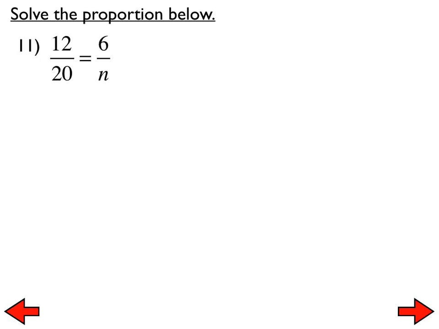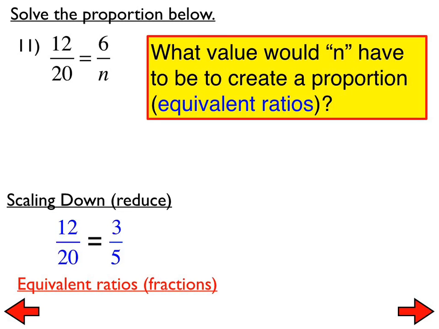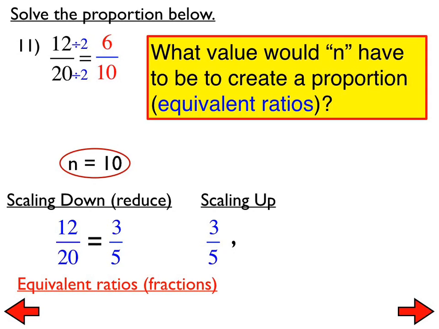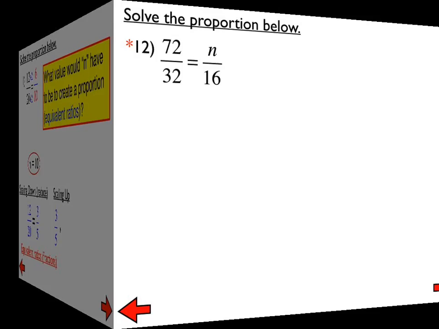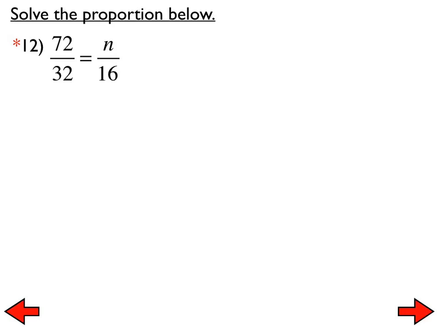And once again, I don't care which method you use, scaling down and then scaling back up, or multiplying or dividing top and bottom number by the same thing. But make sure you show me and make sure you state what the answer to this equation is. Variable equals whatever it happens to be. All right, so let's take a look at number 12. Number 12 looks like this.